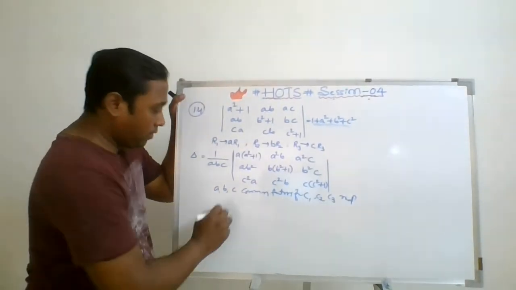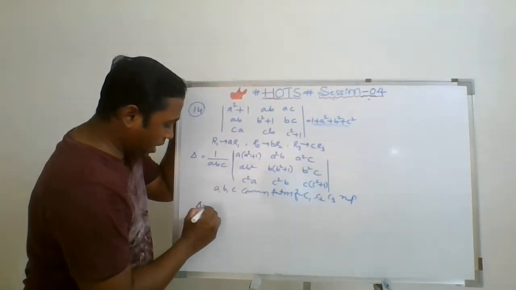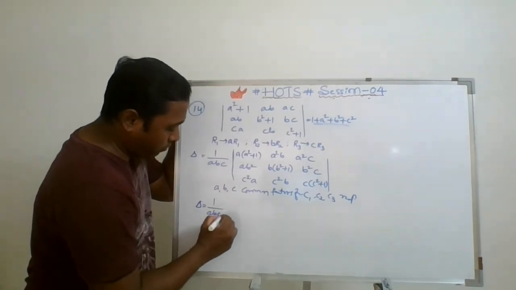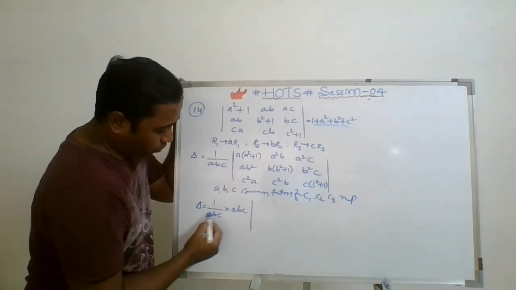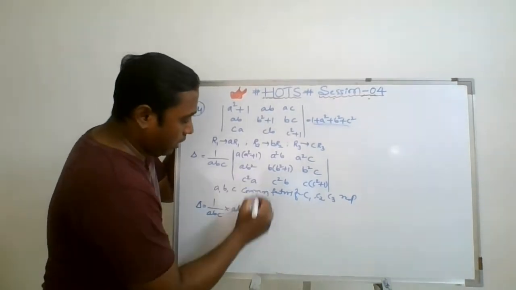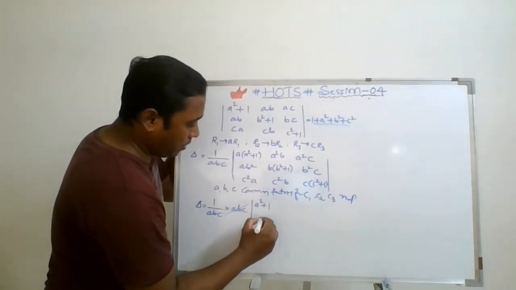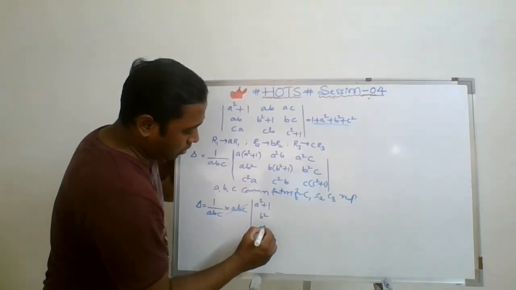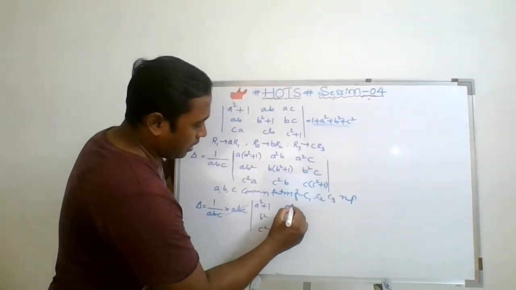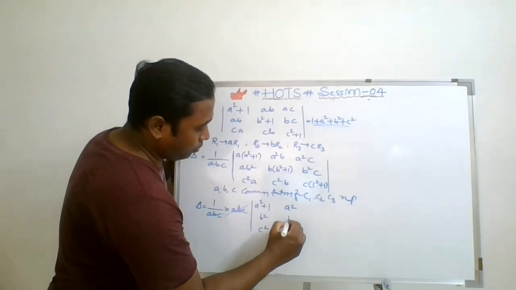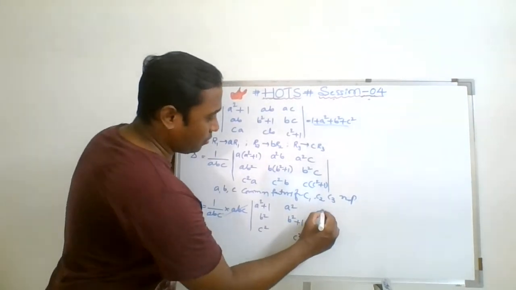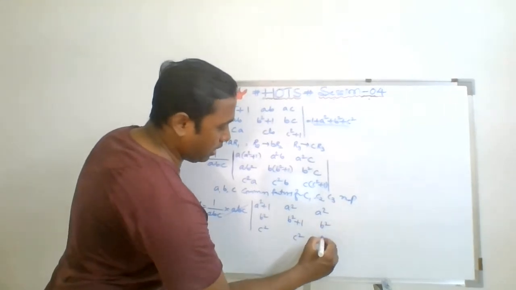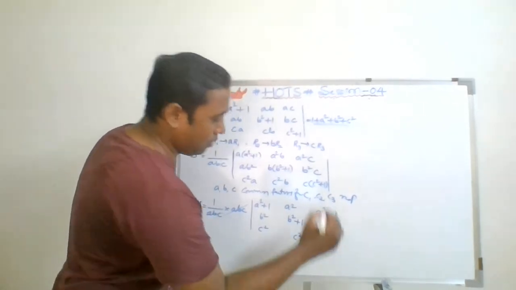If I do this, ultimately delta equals 1 upon ABC, which was there. When ABC comes out, this will get cancelled. We are left with A square plus 1, B square, C square; A square, B square plus 1, then C square; A square, B square, C square plus 1.